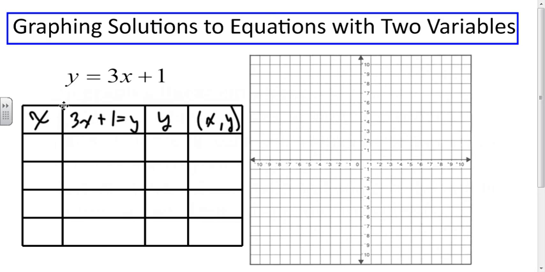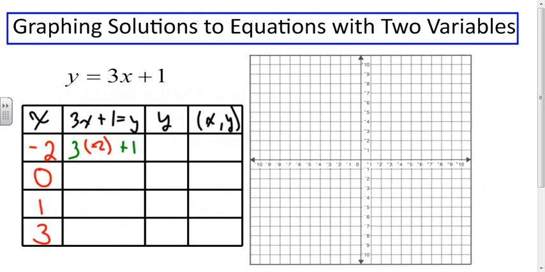So I'm going to choose maybe -2 for x. Always want to choose 0. I could choose 1, and let's choose 3. So now I just want to substitute all of these x values here. So my -2, and I'm going to multiply that. 3 times -2 plus 1.